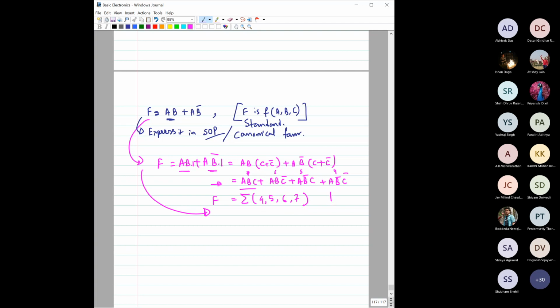Now, why do we need this representation? If you have to find this F bar, what do you have to do? Then F bar would be equal to 0, 1, 2, 3. The remaining 4 terms are here, so the remaining terms would become F bar. So if we have expressed this function in this SOP form, then it would be very easy to find its inverse function.